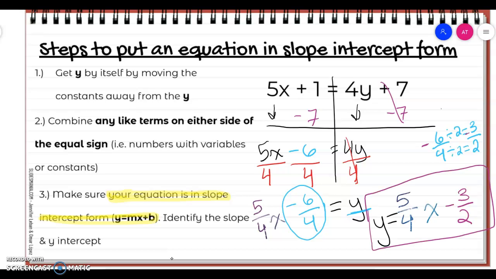And there you have it. And you might be questioning, well, it's plus b. It is a plus b. Essentially, remember, if we're dealing with negatives, we have plus negative 3 over 2, which we can just write as 5 over 4x minus 3 over 2. So let's look at some practice problems.